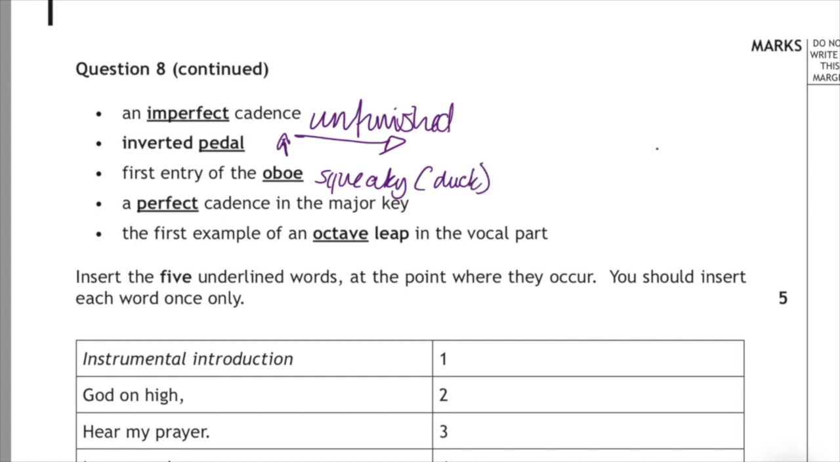A perfect cadence in the major key. A perfect cadence sounds finished, like we've reached the end of a phrase, it's been resolved. And the first example of an octave leap in the vocal part. An octave leap, remember, meaning that we've moved from, say, low C to high C.